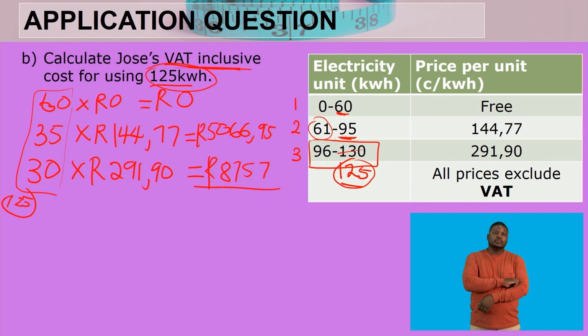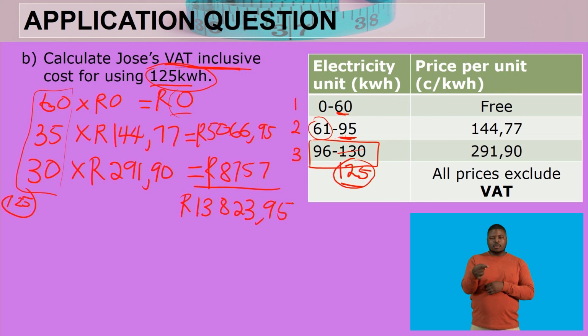Okay, now let's punch the values on our calculator. We'll start with the 0. Obviously, there's no need to add the 0, but you just have to know that you must add each and every value, because next time it might not be 0 here. So the idea is to be able to add everything together. So we say 5,066 rand 95 cents plus 8,757 rand. Then the amount that I'm getting is 13,823 rand 95 cents.